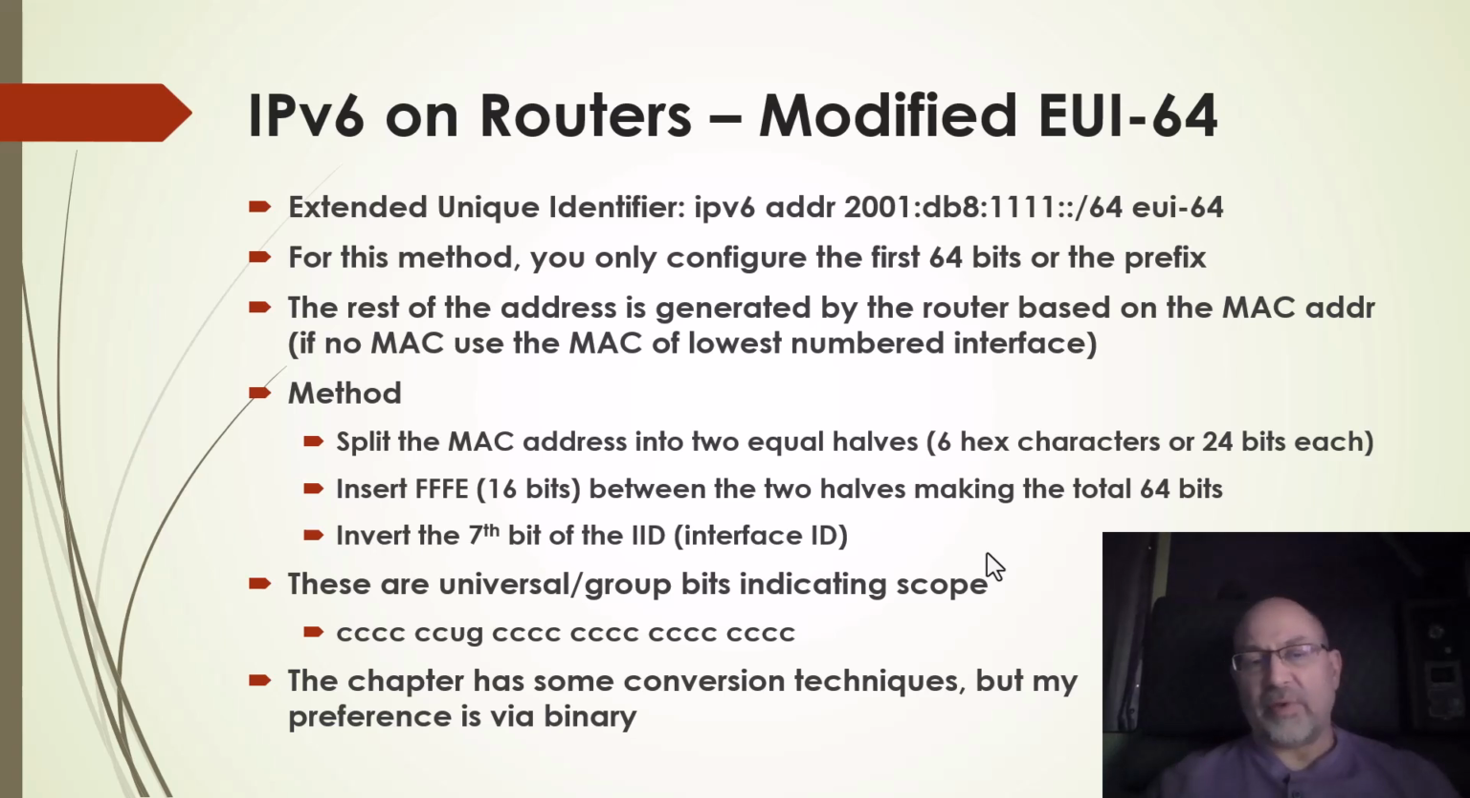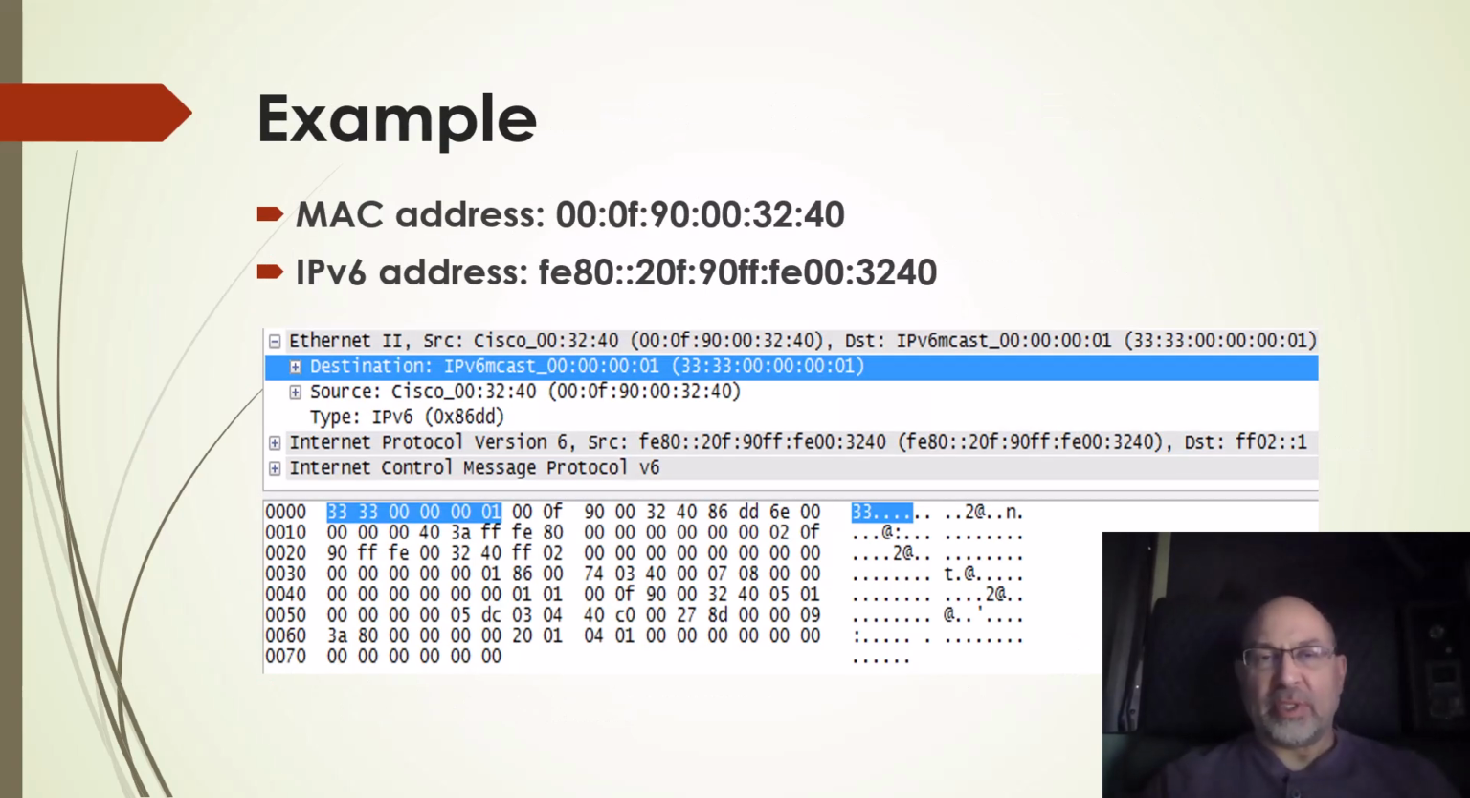Now these are where we find the universal or group bits indicating the scope, and we'll talk more about scope here in a second. But if we break out a MAC address, this is what we're talking about, where these values here indicate where the universal or group bits appear in a MAC address. Now, the chapter has a couple of conversion techniques. My personal favorite is the binary conversion. Now, I think at this point, we'll do an actual example. Now, this example appears in some other videos on the channel, but I think it's a good one, so we'll do that again here. Now, this is on a Cisco router.